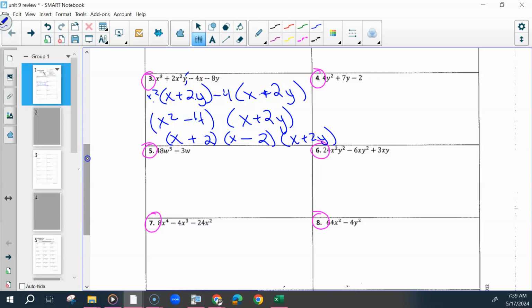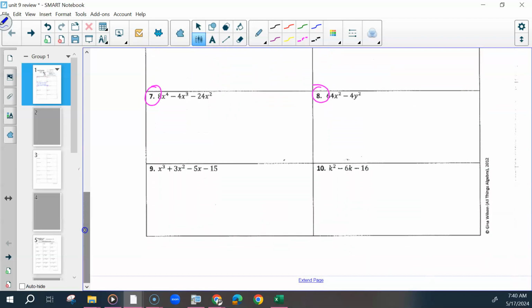10. So I will say in that we did GCF, we did grouping, we did difference of squares, so that was 3 different types. 10 is your a equals 1 trinomial, where you're looking for 2 numbers that multiply to be negative 16 and add to be negative 6.